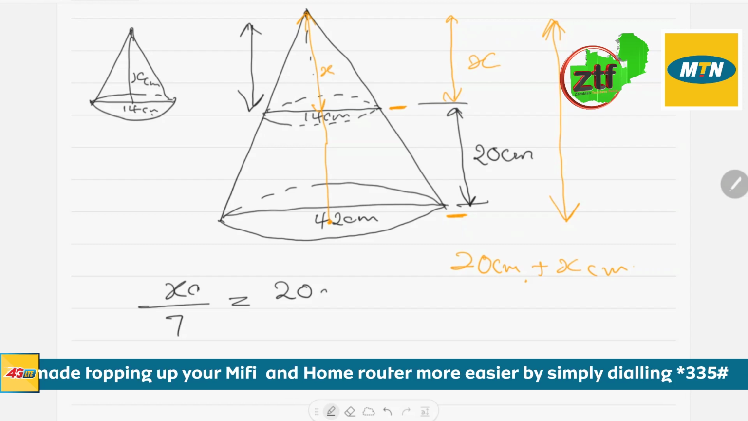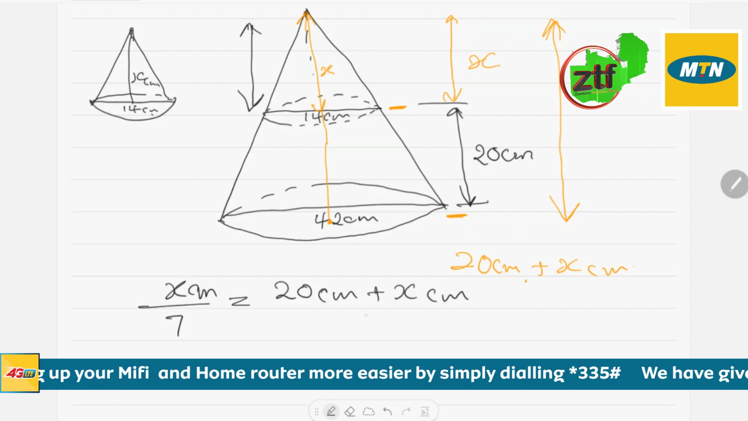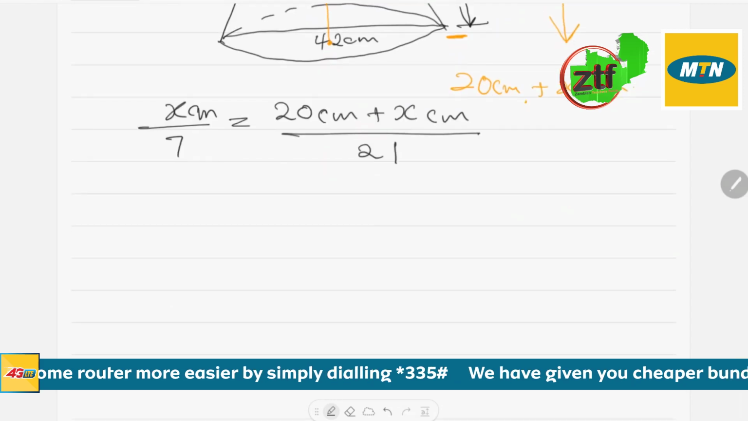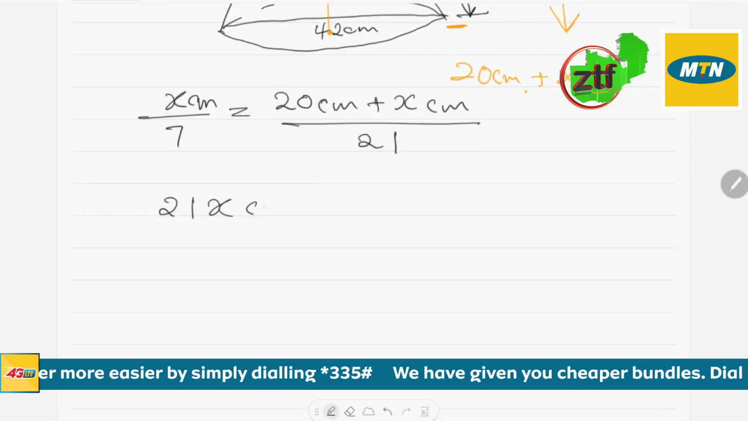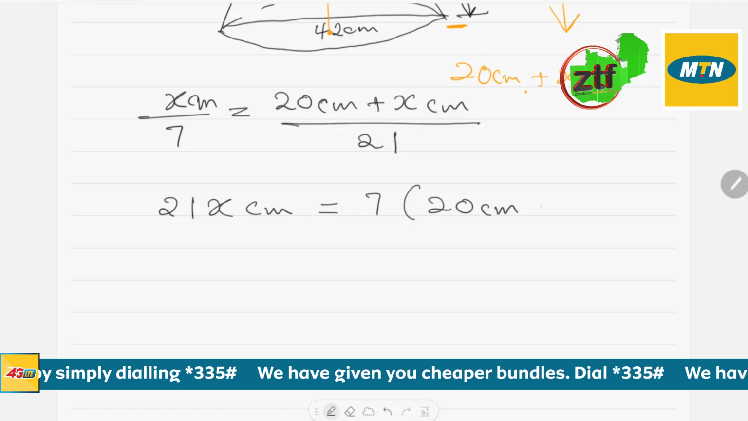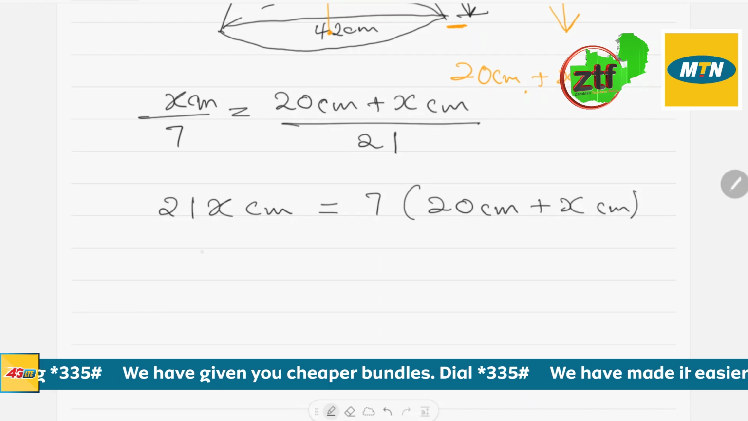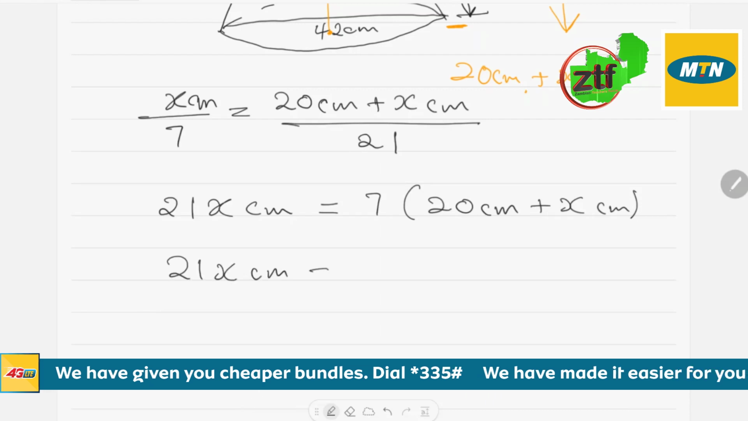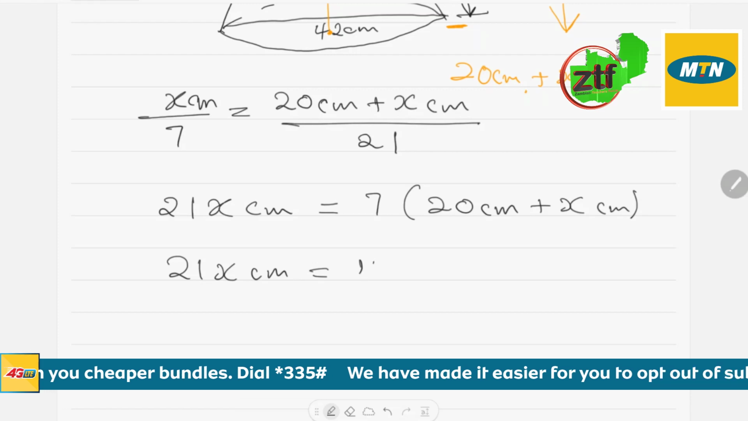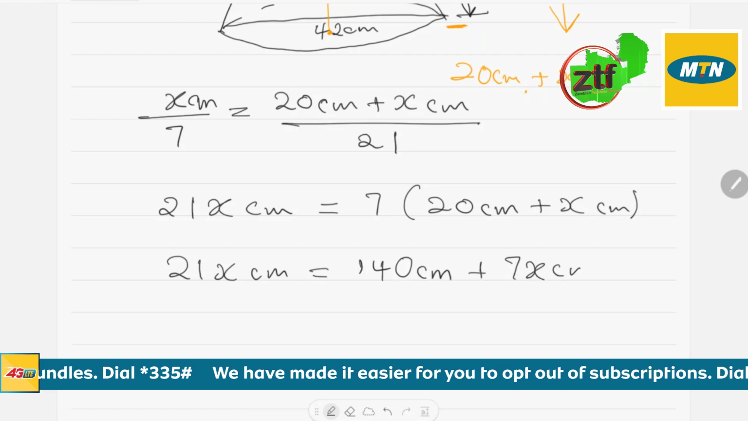Let me say this is x centimeters, so we'll have 20 centimeters plus x centimeters over the radius, which is 21. So solving for x, we are going to have 21x centimeters, which is equal to 7 multiplied by 20 centimeters plus x centimeters. So we'll have 21x centimeters equal to 7 multiplied by 20, we get 140 centimeters plus 7x centimeters.